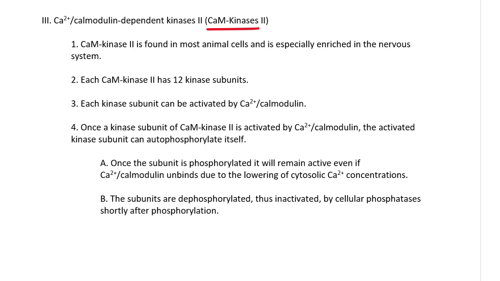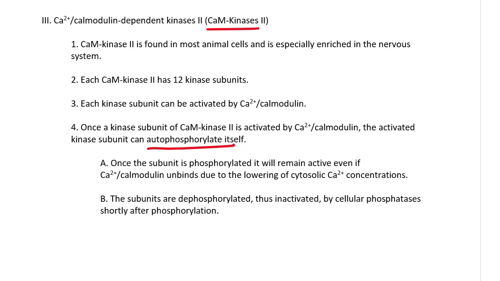Each kinase subunit can be activated by calcium calmodulin, so all 12 kinase subunits individually will be activated by calcium calmodulin, meaning calmodulin that has calcium bound. Once a kinase subunit of CAM kinase 2 is activated by calcium calmodulin, the activated kinase subunit can autophosphorylate itself. Once a subunit is phosphorylated, it will remain active even if calcium calmodulin unbinds due to the lowering of cytosolic calcium concentrations. When we say a protein can autophosphorylate, it means it can phosphorylate itself. So it has kinase activity that can act on itself.